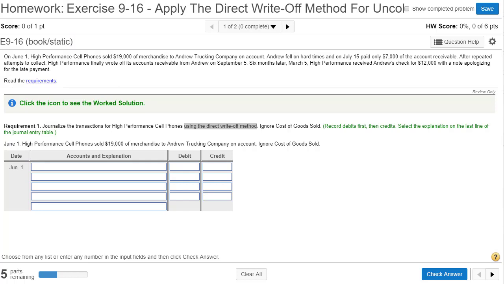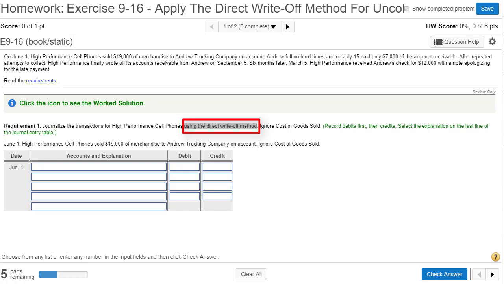Exercise 9-16. We're going to apply the direct write-off method for uncollectible accounts receivable. The first thing to know about this problem is this company is using the direct write-off method. When using the direct write-off method, you do not try to estimate ahead of time how much of your accounts receivable will not be collected.